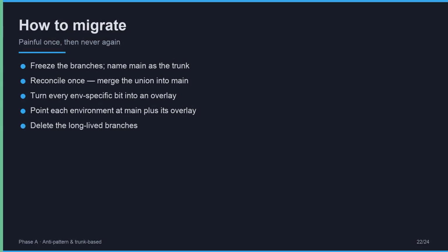5 steps. Freeze the branches and declare main the trunk. Reconcile once, merge the union of all 3 branches into main, turning every environment-specific bit into a capability or an overlay. Point each environment at main plus its overlay, through Argo CD, then delete the long-lived branches. The reconciliation is painful, but you do it exactly once, and then never again.